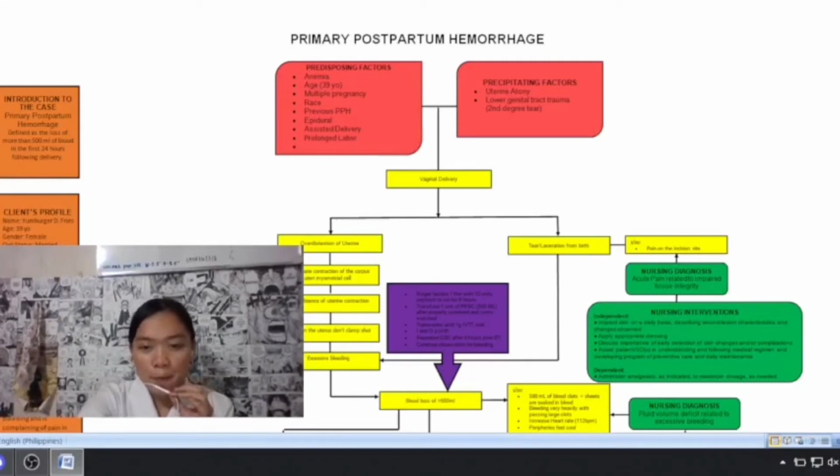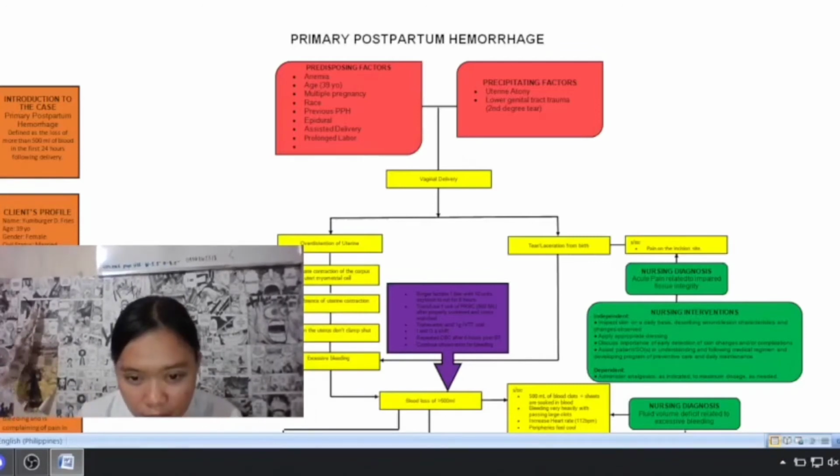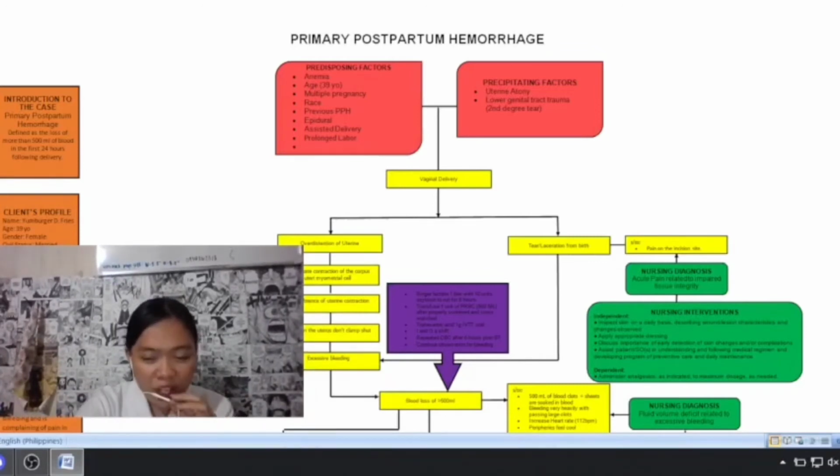So when there is excessive bleeding, there is blood loss. The patient experienced blood loss of greater than 500 ml.